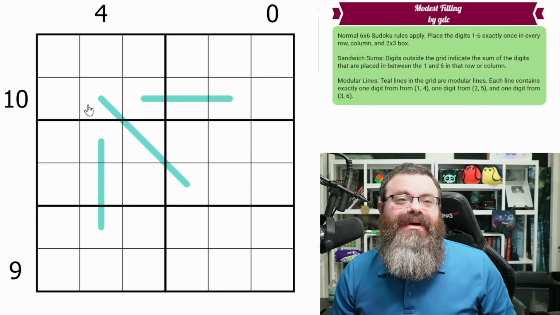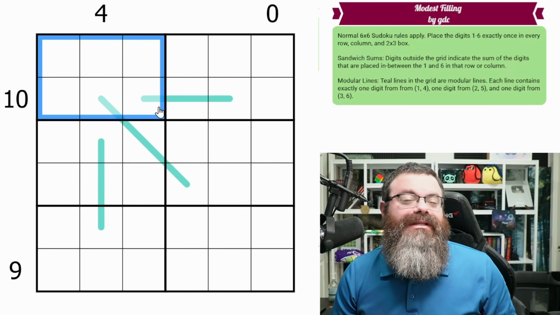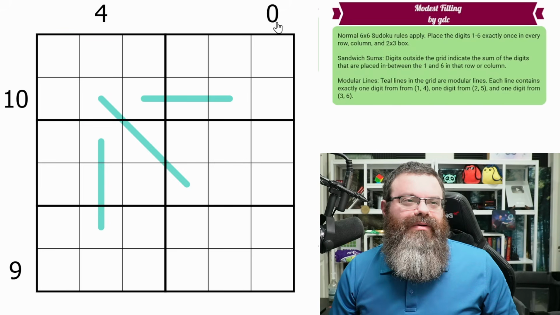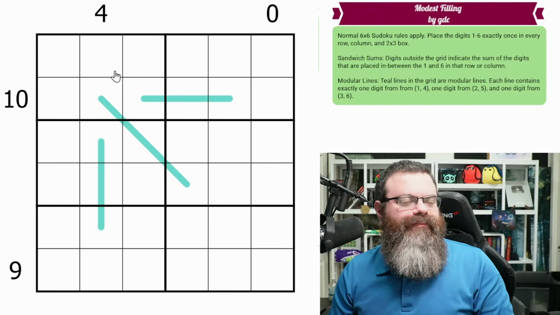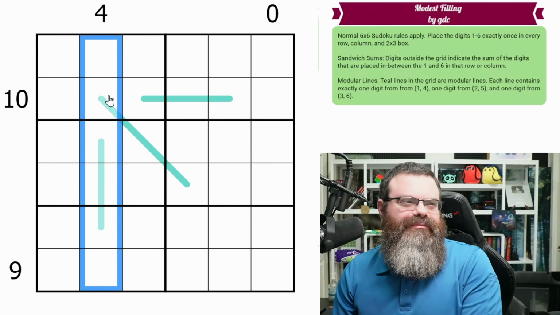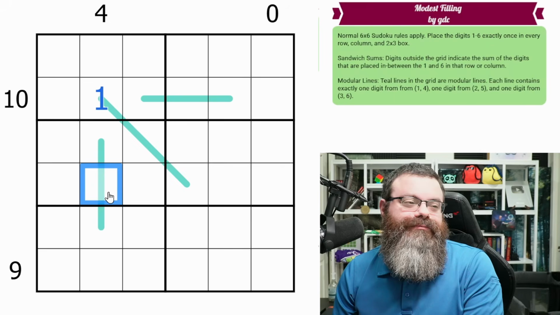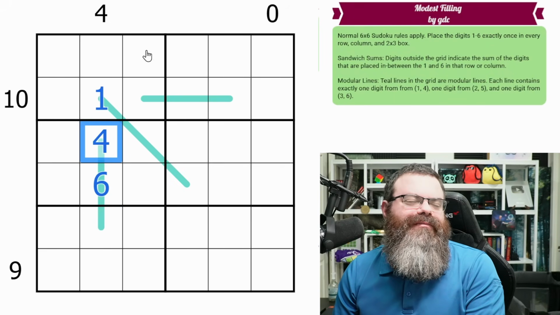We have normal 6x6 Sudoku rules, so in each row, each column, and each 2x3 box, we are placing the digits 1 to 6, exactly once each. We also have these clues outside the grid. These are called sandwich clues. The way these work is there will be a 1 and a 6 in the column. Wherever they end up, the sum of the digits in between them must match the clue.